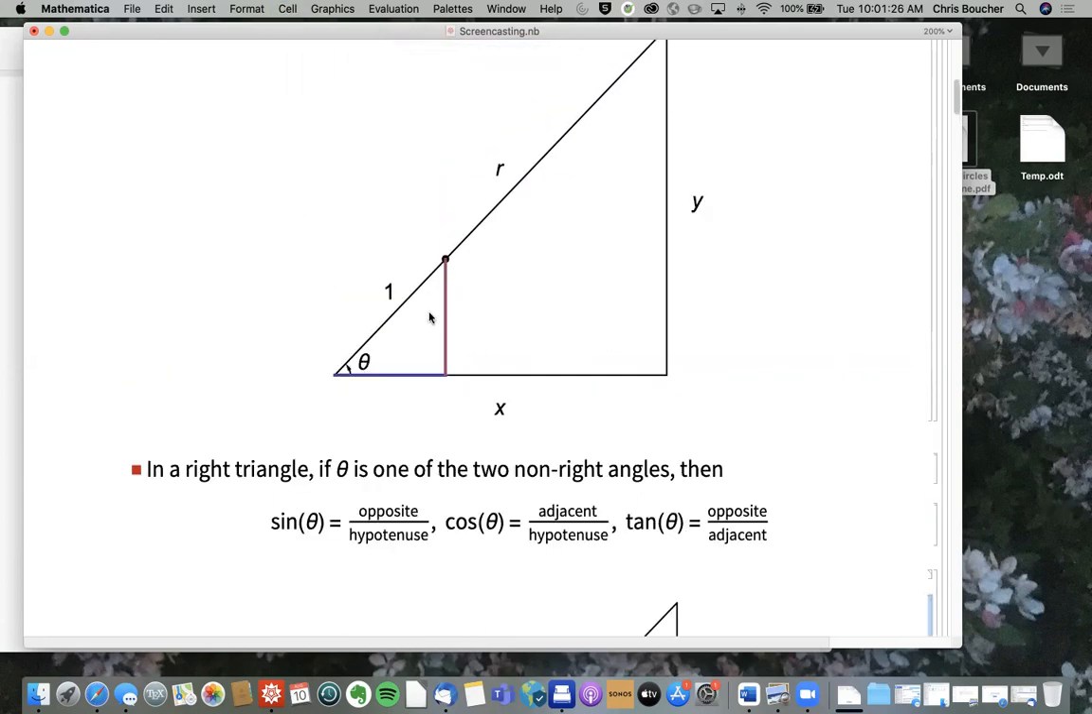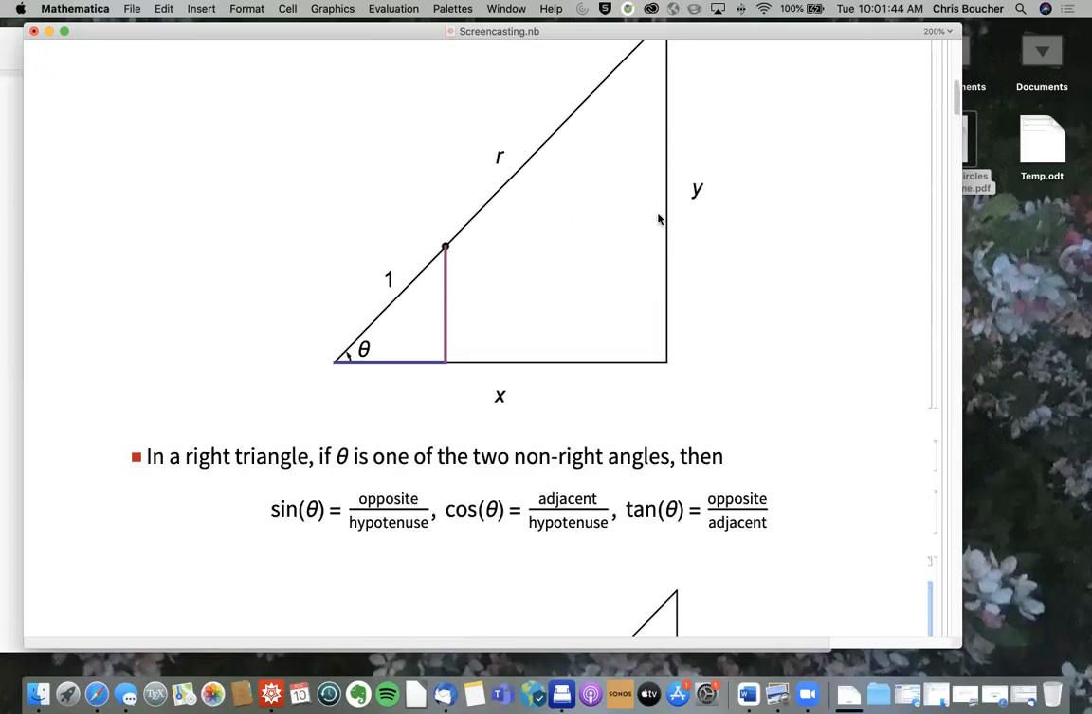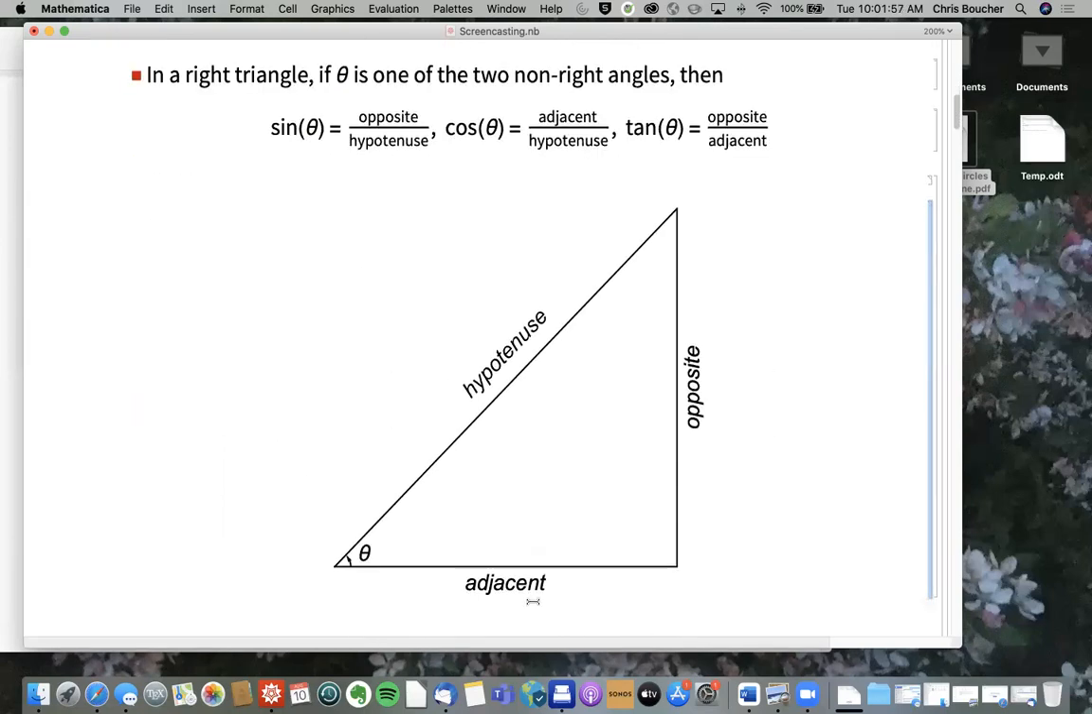If I simplify this picture, I'm just going to throw out the purple and the blue sides here and just focus on the big triangle, and I'm going to relabel these sides a little bit. So R is the hypotenuse, right? That's opposite the right angle. So I'll just call that hypotenuse. And then we'll call Y the opposite side because it's opposite the angle theta that's in the spotlight, and we'll call X the adjacent side because it's next to the angle theta. And so we get this picture. Again, this is really the same triangle from up above. We've just relabeled the sides.